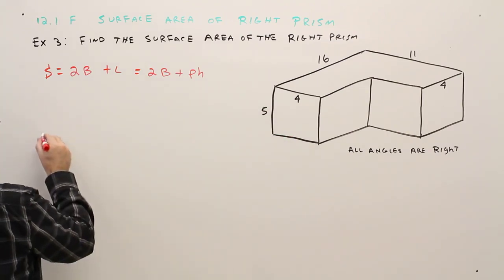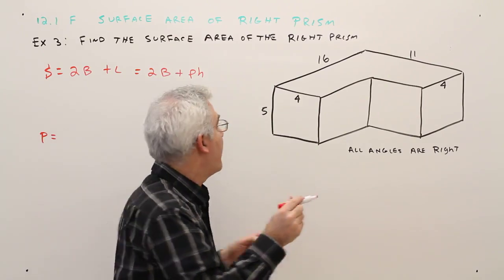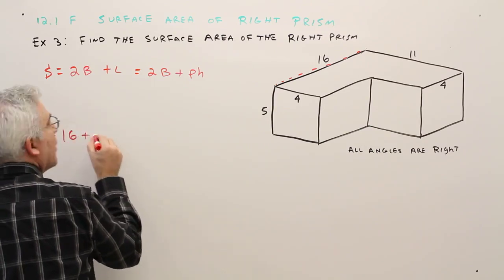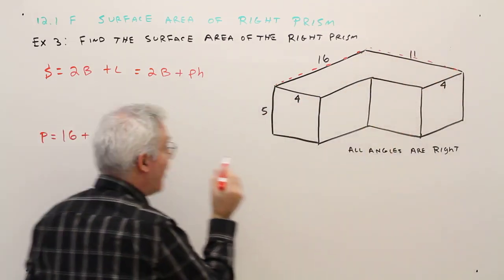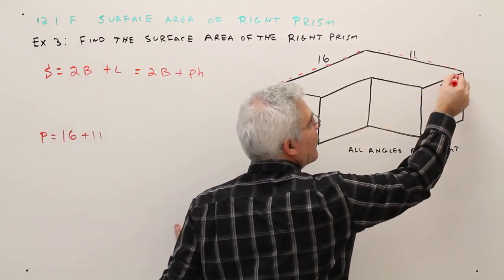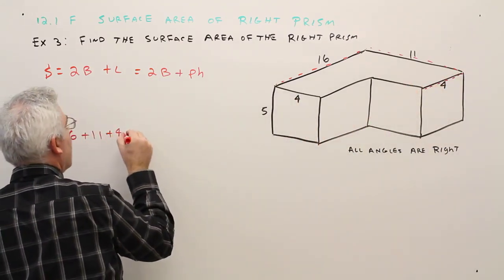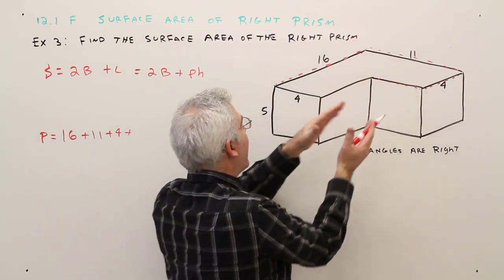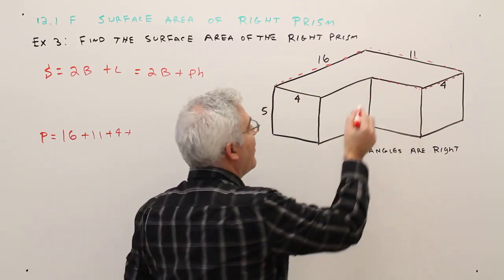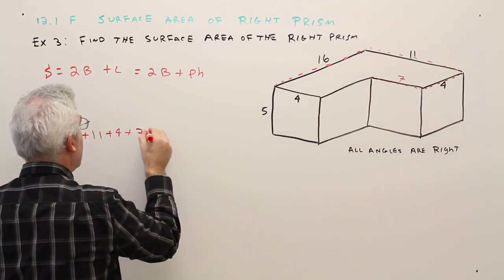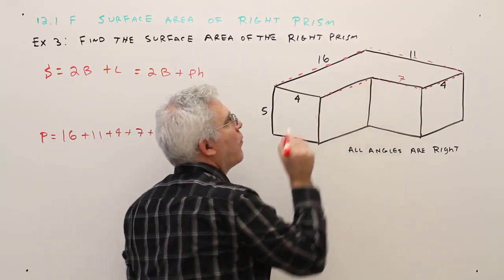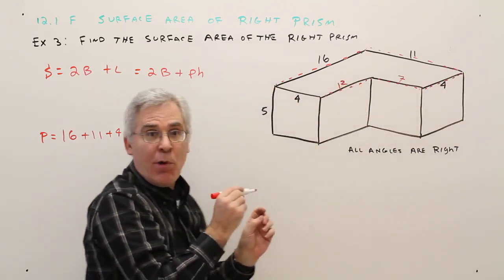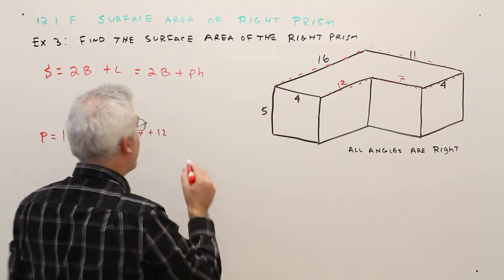So the perimeter is going to be just walking around. So if you want, you can say you're 16 plus 11 plus 4 plus whatever that distance must be. Well, if I'm 11 all the way across and I'm 4 there, I must be 7 there. So plus 7 plus whatever that distance is. If the total is 16 and that's 4, that must be 12. And then plus 4 at the end.